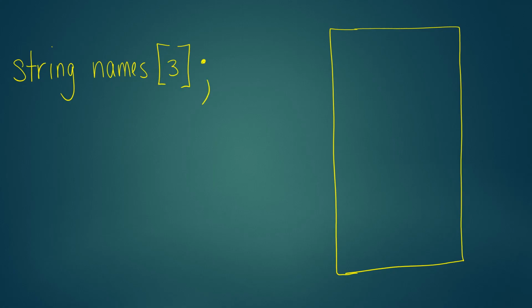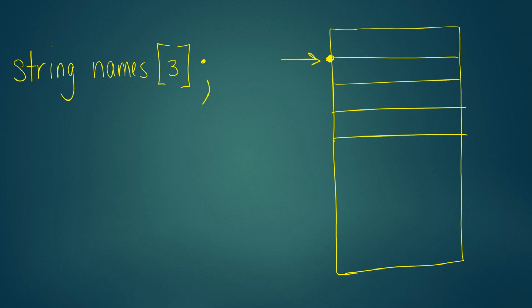So what happens when I do that in memory is I will get an address right here where names begins. Now there are no strings in here because I have not put any in here, but this is names at index 0, and this is names at index 1, and this is names at index 2.